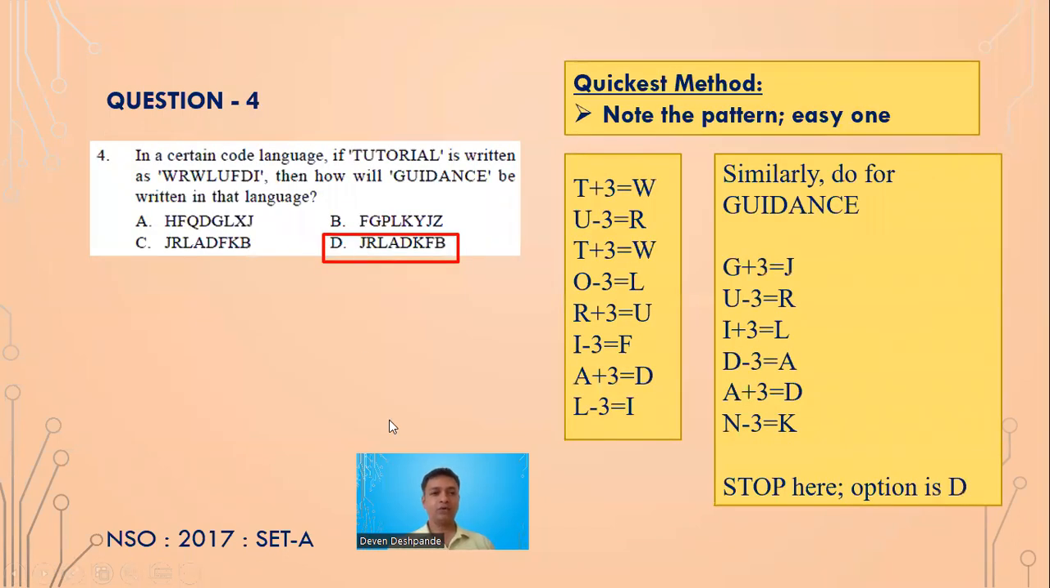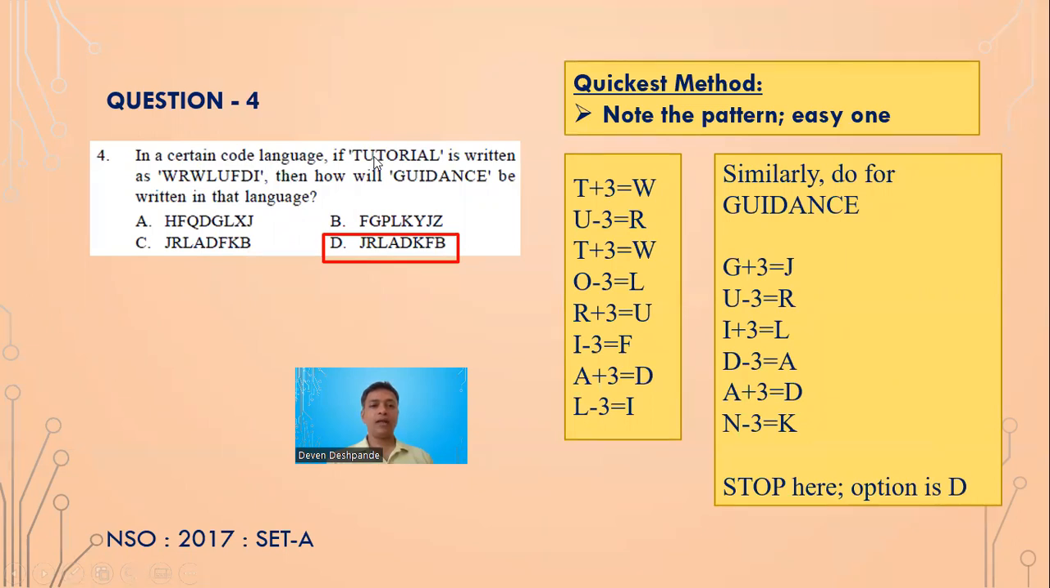Okay, question number 4. In a certain code language, if tutorial is written as WRWLUFDI, then how will guidance be written in that language? So you have to note the pattern. Again, this is an easy pattern. So T plus 3: U, V, and W. If you add 3 letters to T, it will become W. If from U you subtract 3 letters, it will become R.